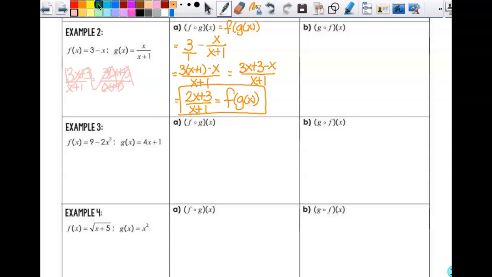Then let's look at B. G of f of x. You go ahead and find g of f of x.